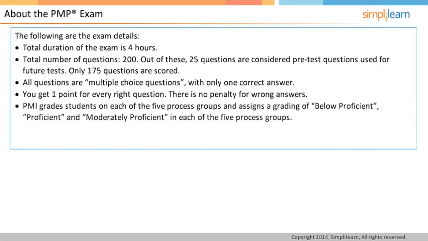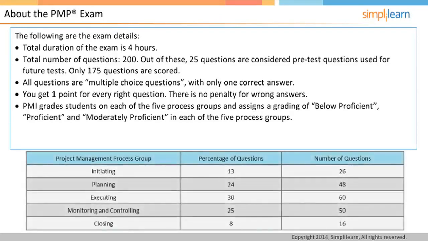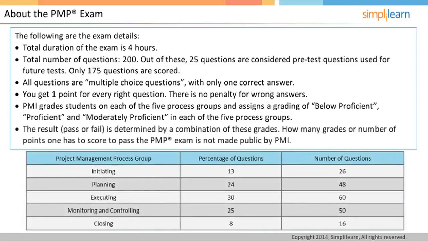PMI grades students on each of the 5 process groups, and based on the grading, they declare PMP pass or fail. The grades are not disclosed to everyone, rather a rating is given. They are below proficient, proficient, and moderately proficient in each of the 5 process groups. The percentage of questions from each of these aspects is listed on the table. The result, pass or fail, is determined by a combination of these grades.